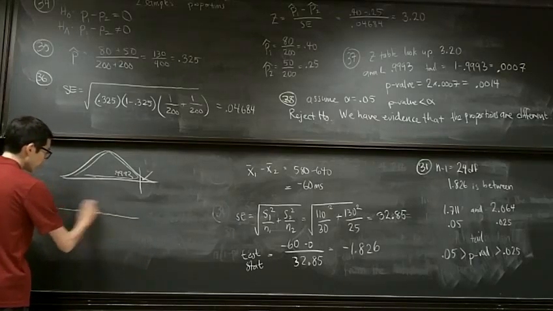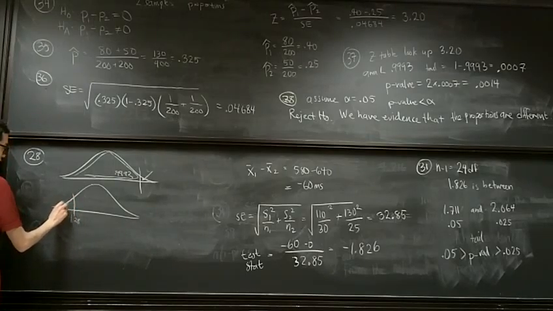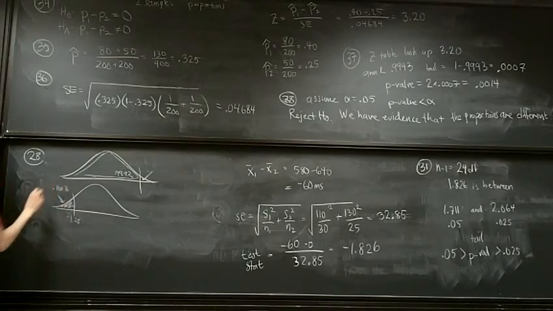But on the other hand, if you get a negative number, like negative 1.28, you're going to have like 0.1003 or something. That's already the tail.